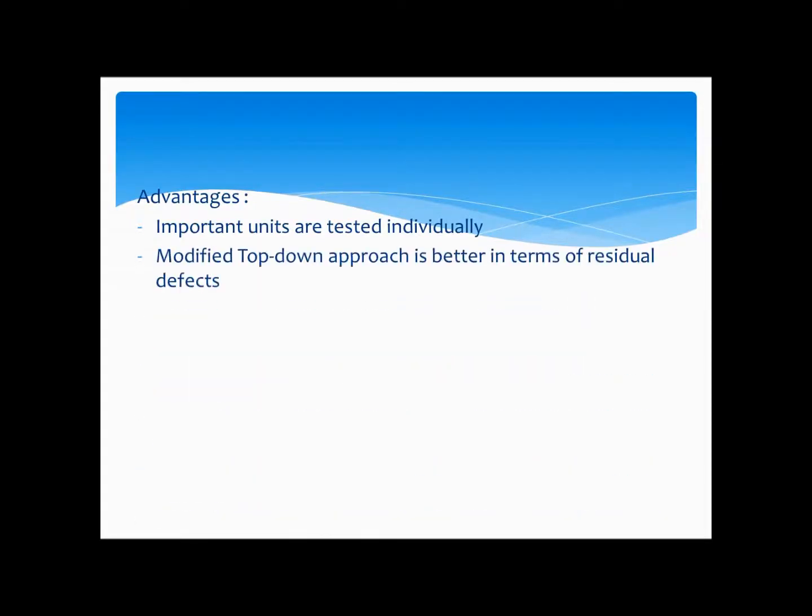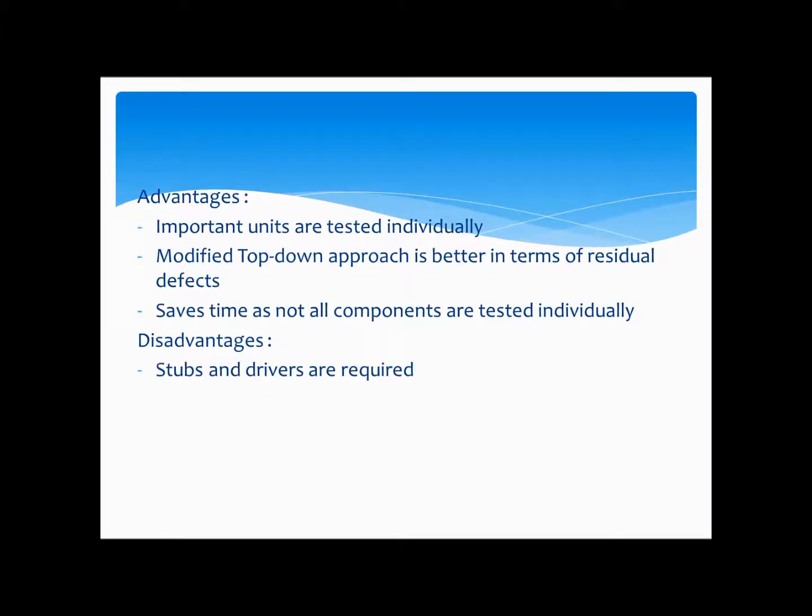There are several advantages of the modified top-down approach. First, important units are tested individually. It is better in terms of residual defects. It saves time as not all components are tested individually. However, the modified top-down approach has disadvantages as well. First, stubs and drivers are required. Second, definition of the critical unit is very important.